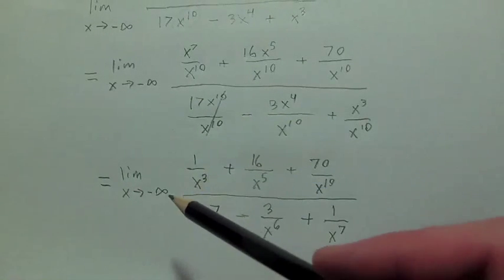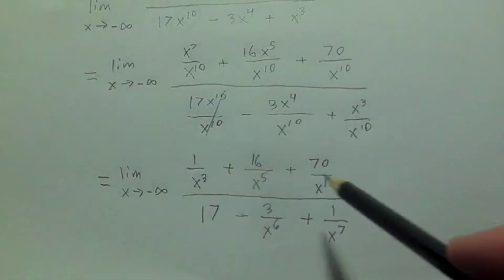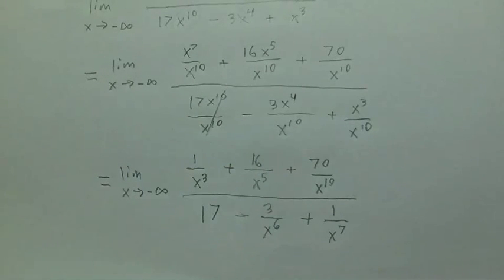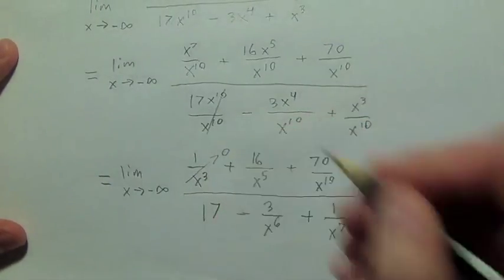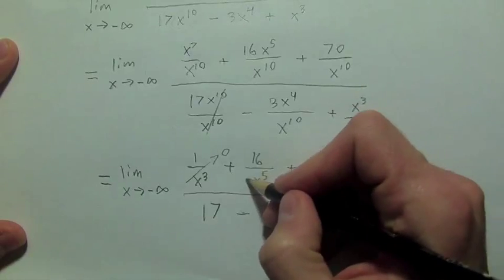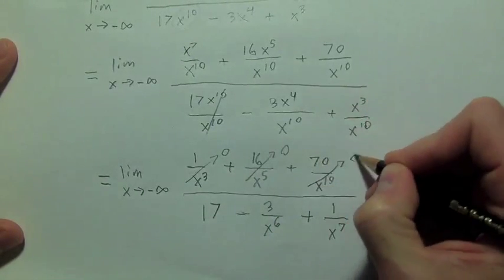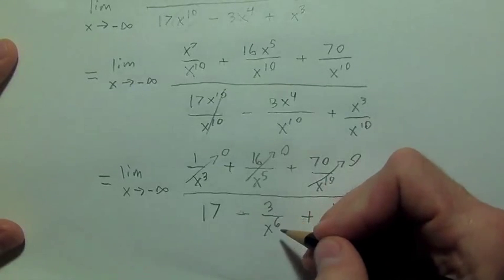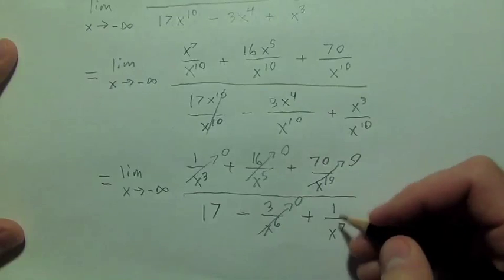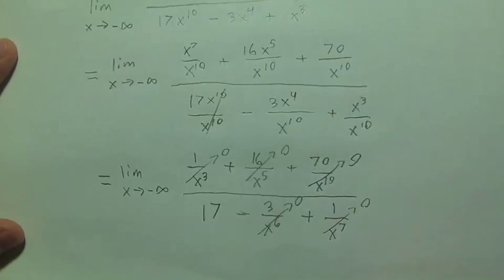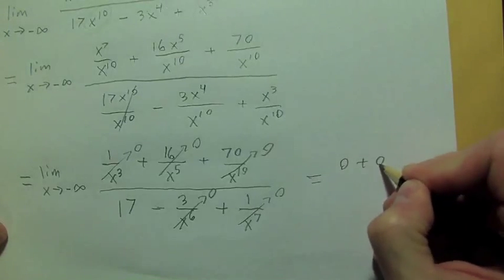Since x is going to negative infinity, all of these x's in the denominator are actually going to go to 0, right? 1 over x cubed goes to 0, 16 over x to the 5th goes to 0, 70 over x to the 10th goes to 0, negative 3 over x to the 6th goes to 0, 1 over x to the 7th goes to 0. So the whole thing ends up going to 0 plus 0 plus 0.